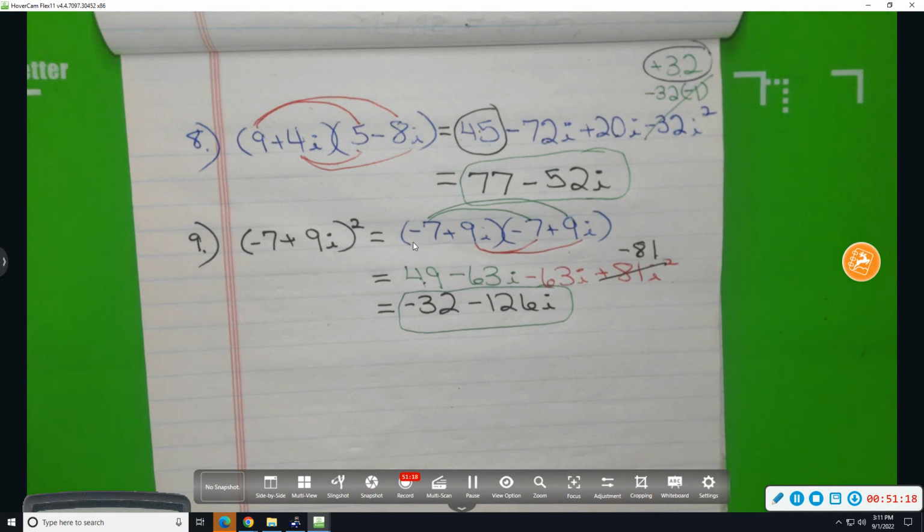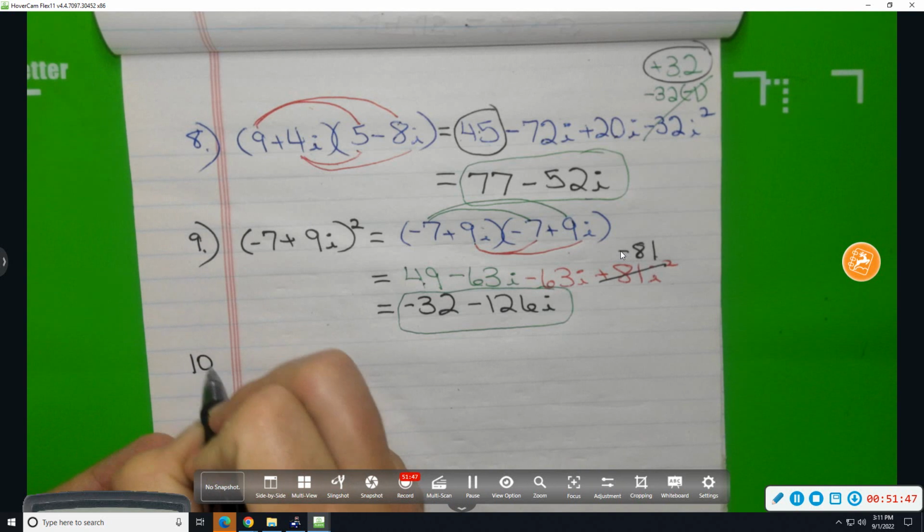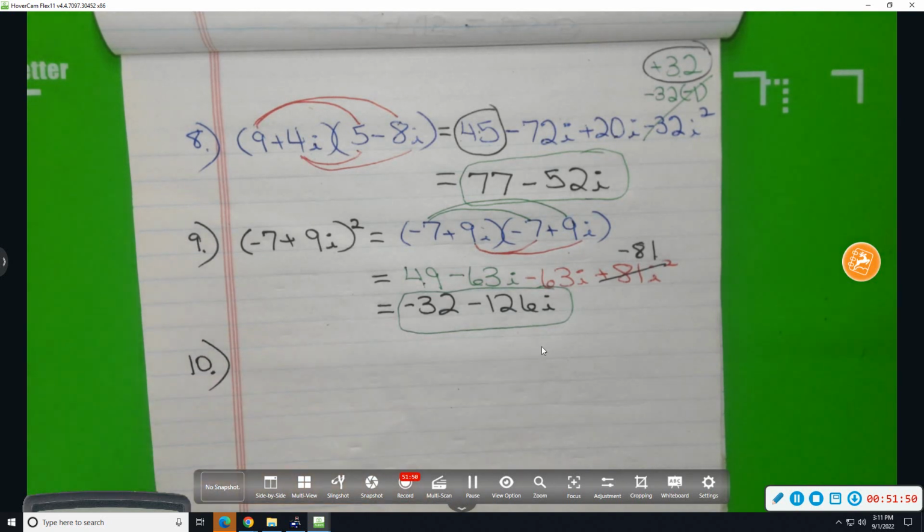You're multiplying when you FOIL it out. Negative times negative, positive 49. Negative times positive, negative. Positive times negative. That's where you're getting the negative 63i. Positive times positive is 81i squared, but that i squared is negative 1. So positive 81 times a negative 1 is a negative 81. Any questions there on number 9?